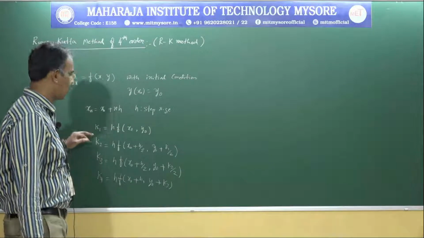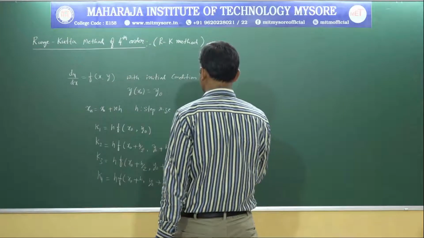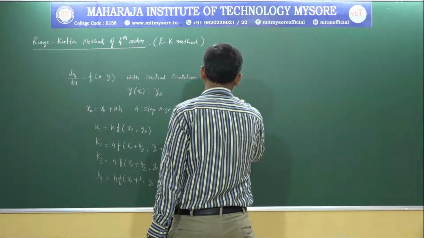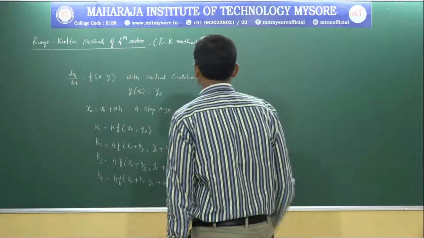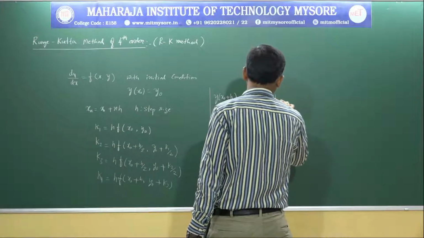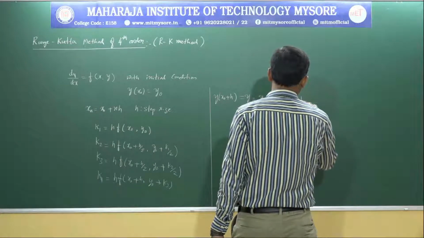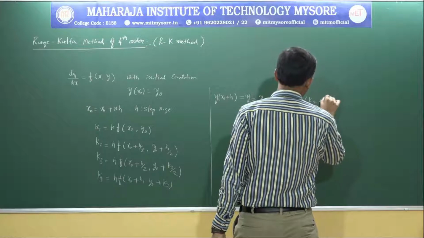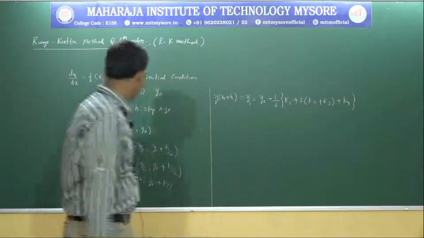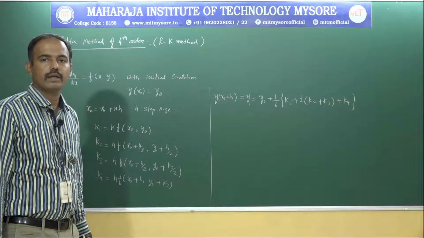Using the values of k1, k2, k3, k4, we can estimate the corresponding value, y of x naught plus h, which is y1. It is equal to y naught plus 1 by 6 into k1 plus 2 into k2 plus k3 plus k4. Is it clear?